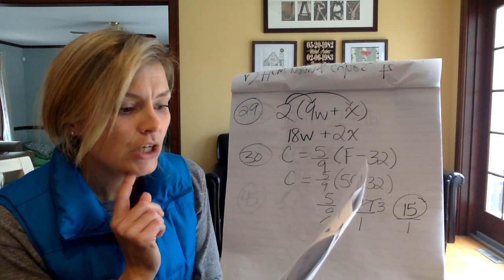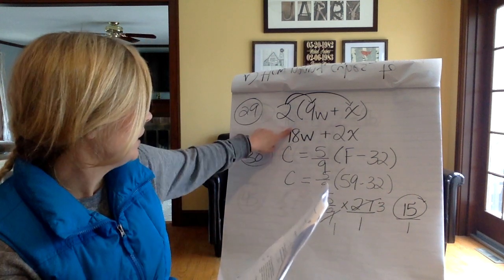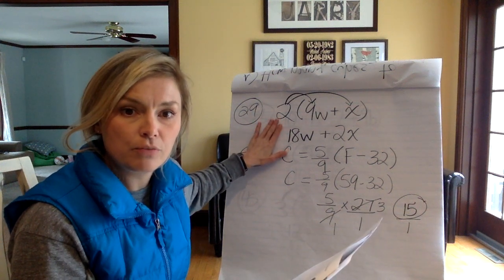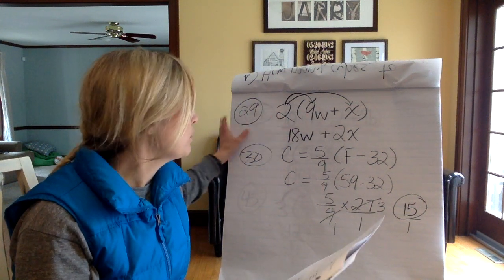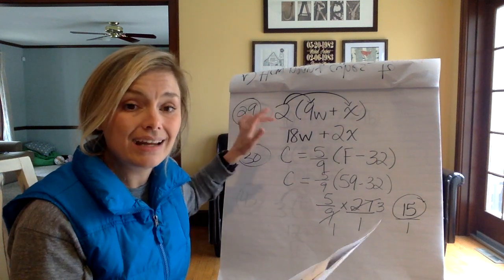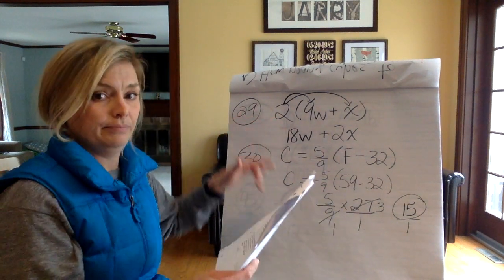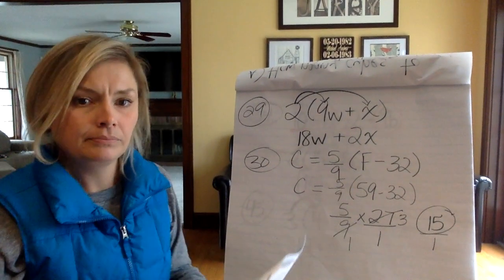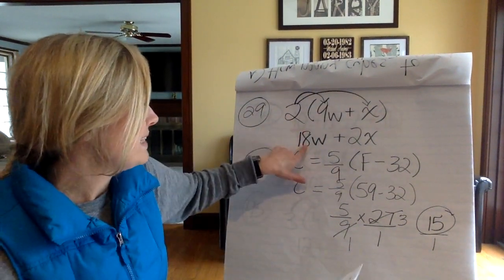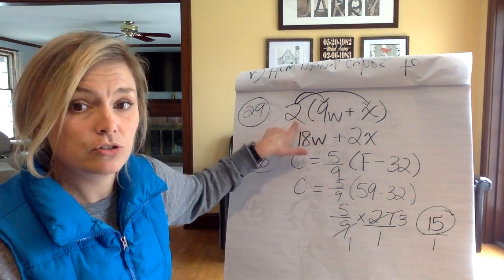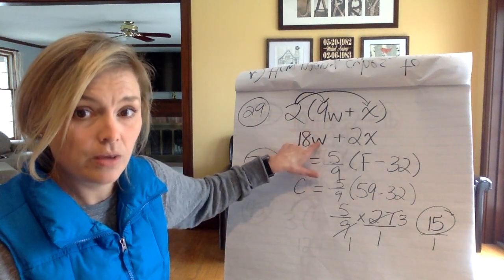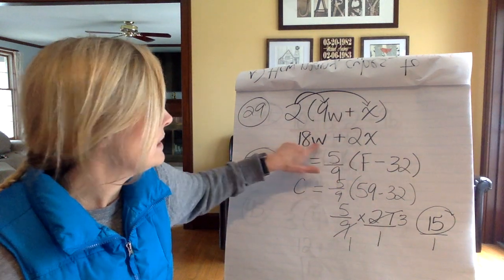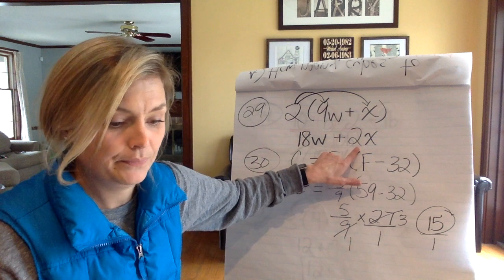In number 29, you want to use distributive property to write an equivalent expression. Remember, distributive property combines both the multiplication and either addition or subtraction. So we would end up with 18 because 2 times 9w is 2 times 9 and then tack on the w. And then 2 times x is 2x. So your equivalent expression is 18w plus 2x.